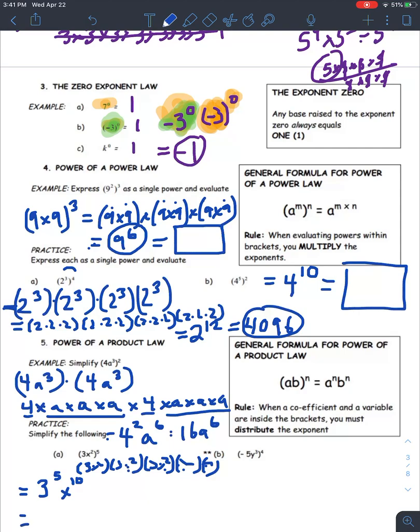And this is equal to, gosh, I don't know if I could do this one. Let's try it. 3 times 3 is 9. Another 3 times 3, that's 81. 243. X to the power of 10. There we go.